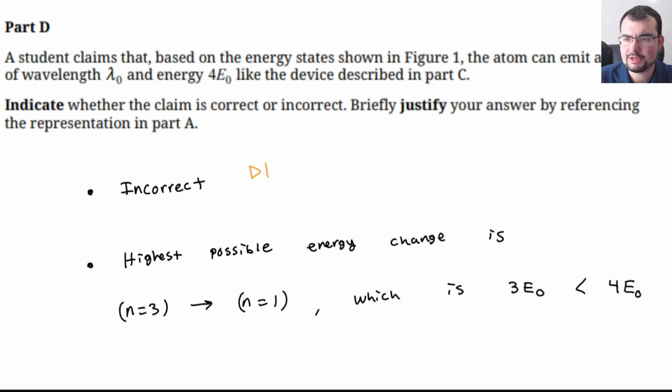So you say the claim is incorrect, or correct, I guess. I can't really find a scenario where it's correct if you draw wrong like A, because it gave you the... I don't see how you get 4E0 out of that. And then D2 is correctly comparing the highest energy transition to 4E0. So since 3 is less than 4, you can't do it.